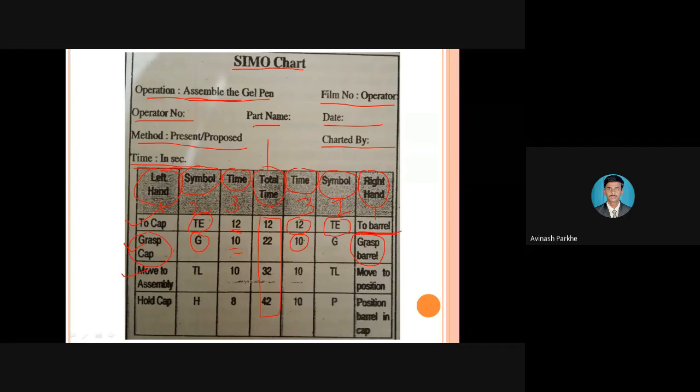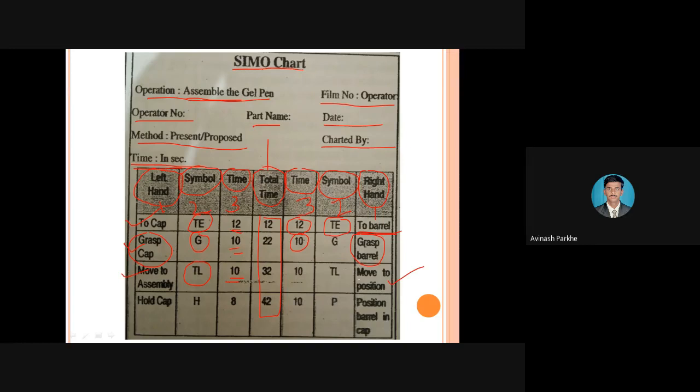Then, move to assembly. Whatever cap I have taken in my hand, I will start moving with it towards the assembly, and that movement can be represented by the TL. How much amount of time is required? 10 seconds are required. Simultaneously, your right hand is also performing some activity, which is representing move to the position.